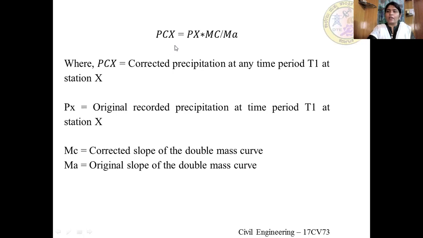So this way we use the double mass curve to determine the inconsistency which has occurred, and we find the consistent result using this correction factor Mc by Ma.